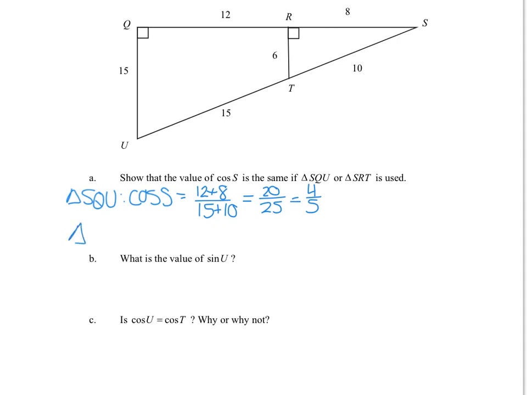Now if we look at triangle SRT, we're still going to be finding cosine of S, but we're going to be looking at this small triangle. So S is right here, cosine is adjacent over hypotenuse. So this is going to be 8 over 10, which simplifies to 4/5. And therefore we've shown that the cosine of S is 4/5, whether you use the small triangle or the big triangle.